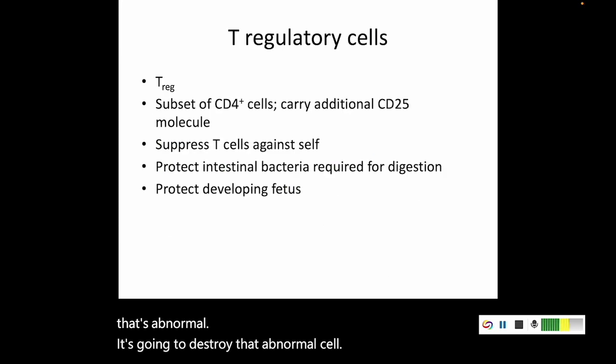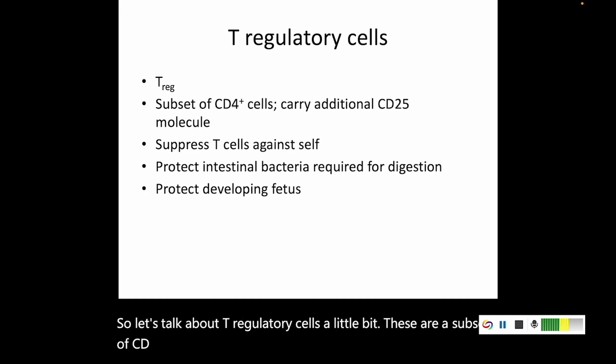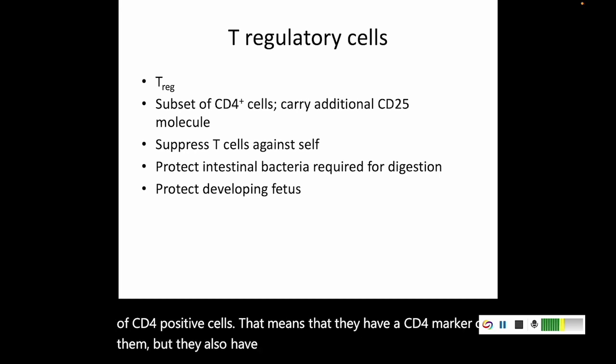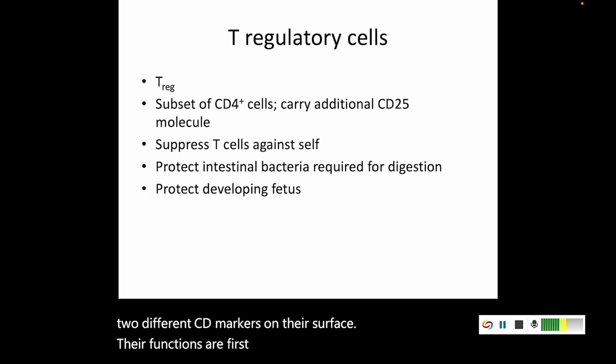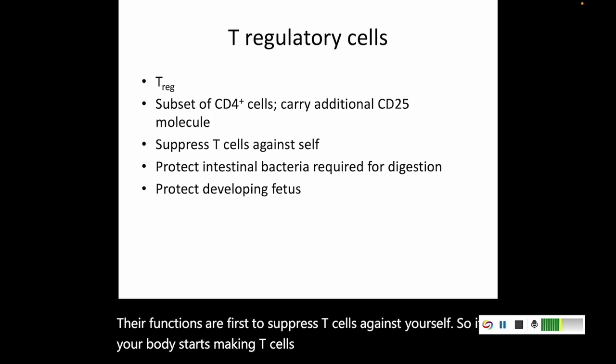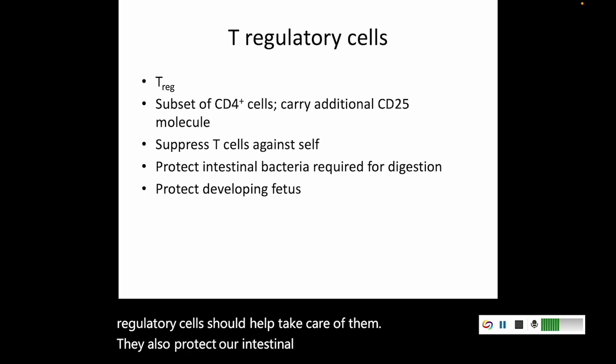So let's talk about T regulatory cells a little bit. These are a subset of CD4 positive cells. That means that they have a CD4 marker on them, but they also have CD25 on them. So they have two different CD markers on their surface. Their functions are first to suppress T cells against yourself. So if your body starts making T cells that will kill your own cells, T regulatory cells should help take care of them. They also protect our intestinal bacteria that we need for digestion.